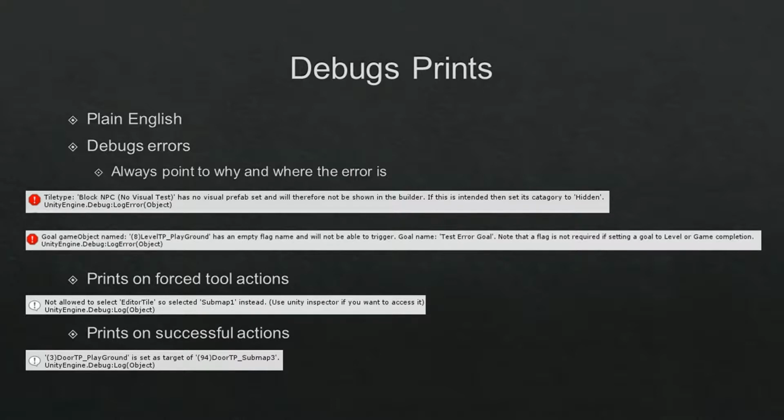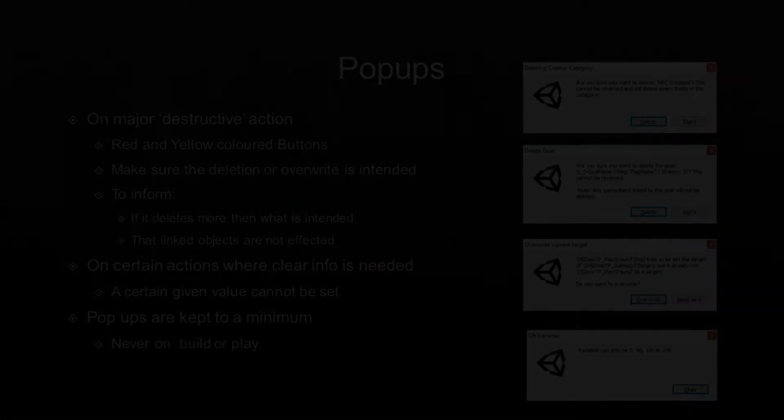If any variable or setting is incorrect, a clear debug will be printed on build or play. Debug prints will always point at the location where the error occurs and why. Debugs are also printed when the tool forces something, like not being allowed to select a game object, and selecting another object instead, as well as in some cases informing the user that an action is successfully executed.